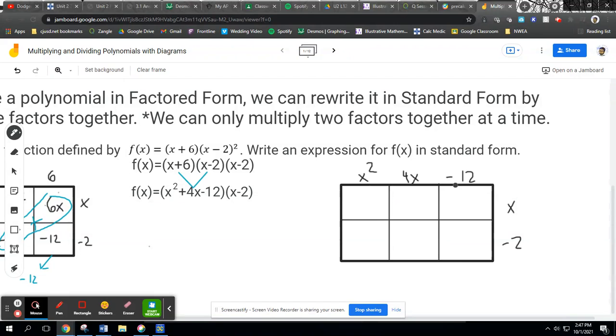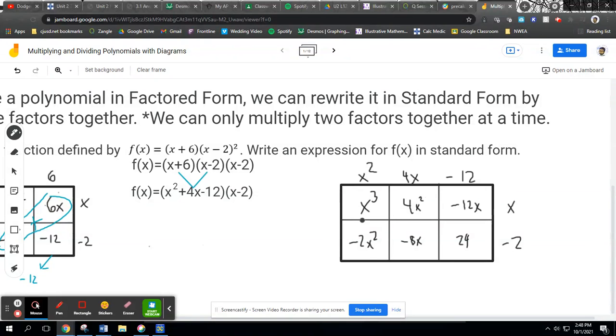And we multiply again. X squared times x gives us x cubed. 4x times x gives us 4x squared. Negative 12 times x gives us negative 12x. And now my second row. X squared times negative 2 is negative 2x squared. 4x times negative 2 is negative 8x. And negative 12 times negative 2 is positive 24.